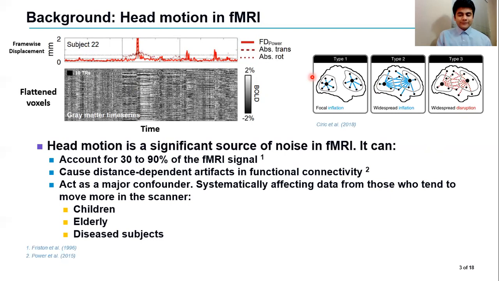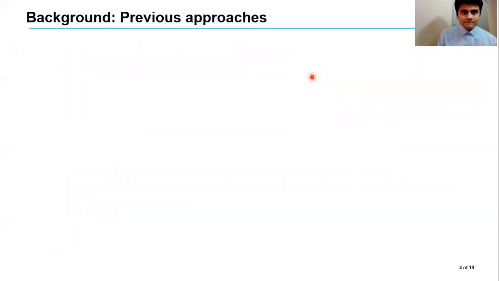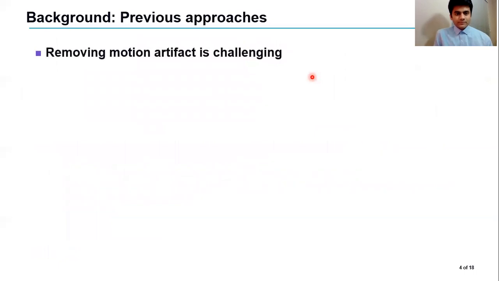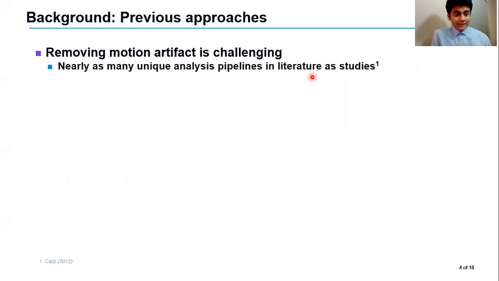It can systematically affect data from children, elderly, or diseased subjects who move more compared to healthy controls in the scanner. And so removing this confound is imperative for valid analyses. So I want to emphasize that removing motion artifact is challenging. And in fact, there are nearly as many unique analysis pipelines in the literature as there are studies.